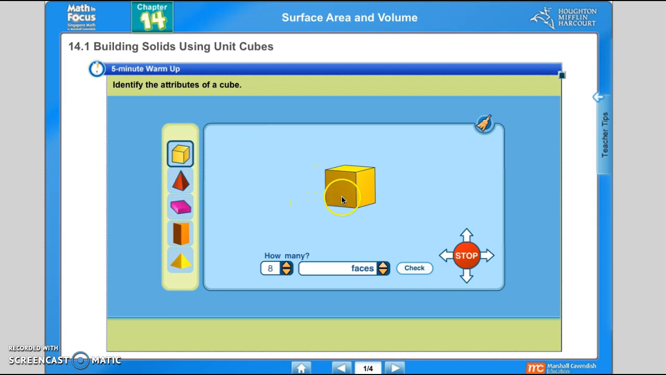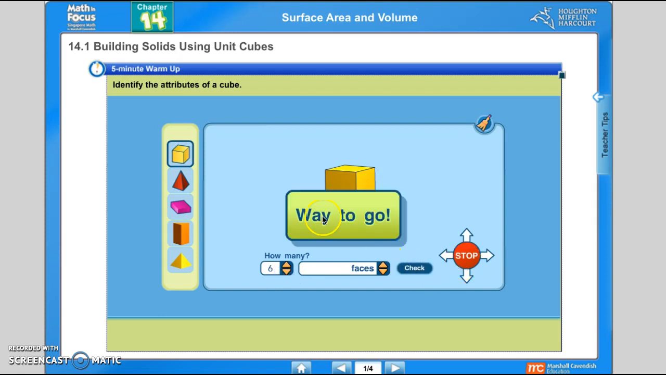But if we were to imagine that we could see all the other sides of this cube, we could imagine that there's another face on the bottom, that's 4, another face over here on the left, that's 5, and another face behind it on the right. So that should be 6 faces altogether. Let's check. We got it right. Way to go.